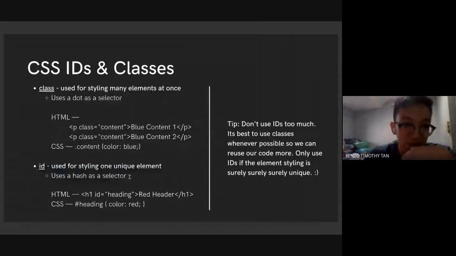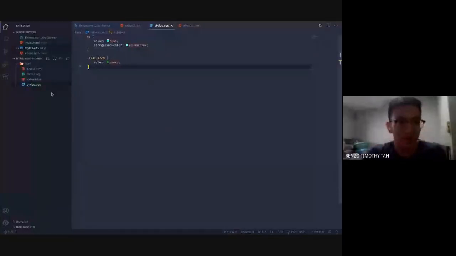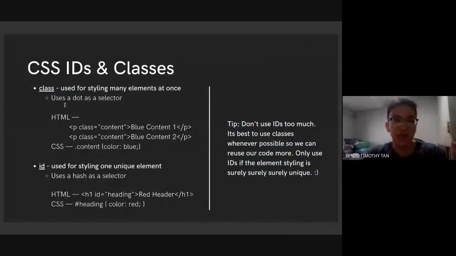Now, IDs are used for styling one unique element. Why do we have to use this? Why can't we just use something like style? Well, first of all, an ID is within the CSS file, which is better. It's also better practice in the industry because we don't want to use style tags. That is a very, very bad practice. For IDs, it's only for styling one, but for classes, it's styling many.